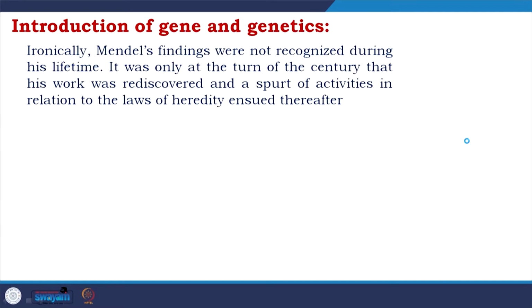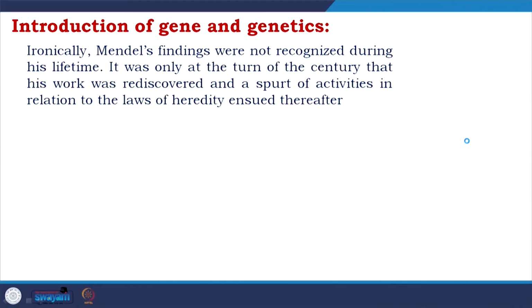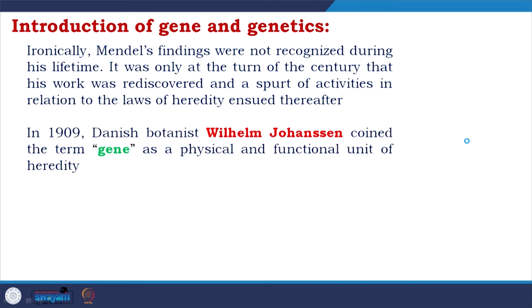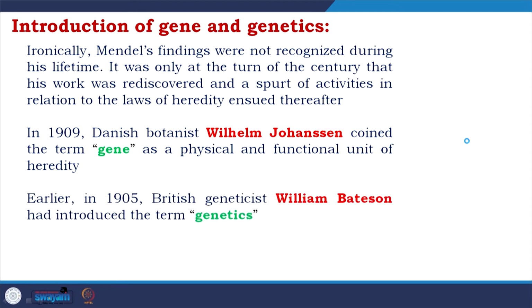Ironically, Mendel's findings were not recognized during his lifetime. He had done very notable work, but nobody understood it at that time. It was only at the turn of the century that his work was rediscovered, and activities in relation to the laws of heredity ensued thereafter. In 1909, Danish botanist Wilhelm Johannsen coined the term gene as a physical and functional unit of heredity. Earlier, in 1905, British geneticist William Bateson had introduced the term genetics.